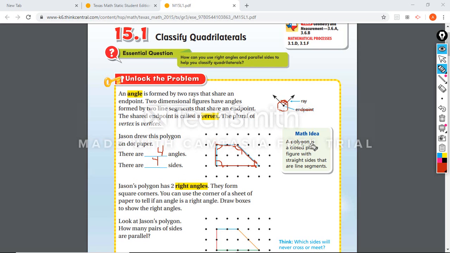So a polygon is a closed plane figure. What they mean by closed is it's not open. Like if it were something like this, that's not a polygon. It's not closed. See how it's open here? With straight sides that are line segments. Okay, and we have these right here.